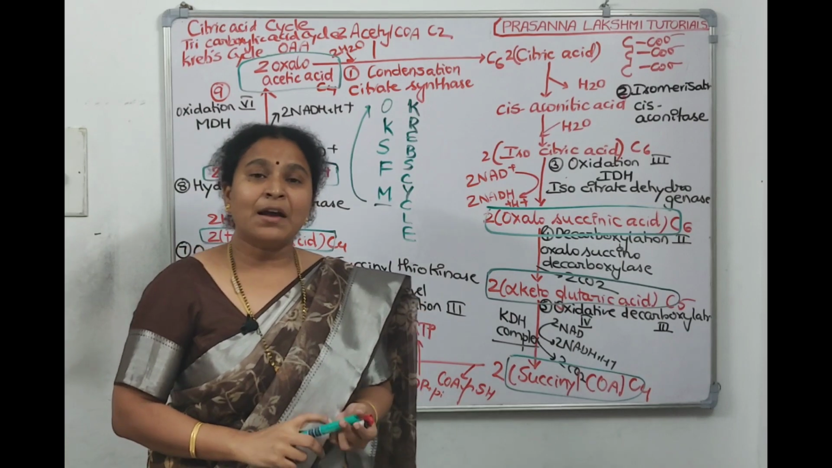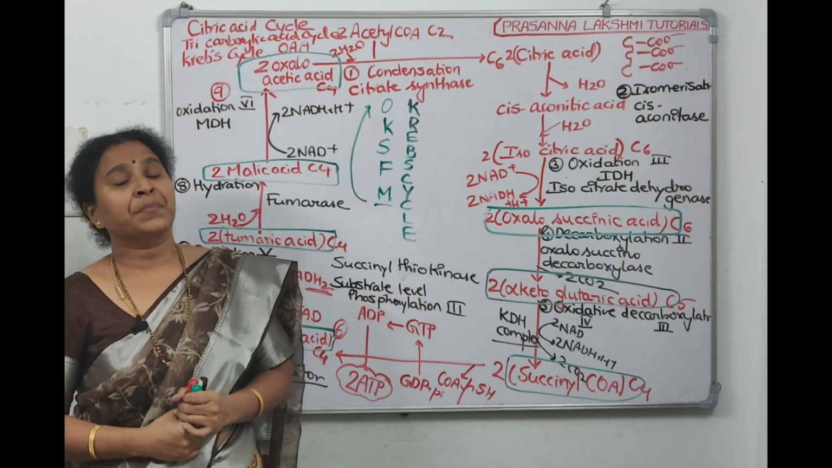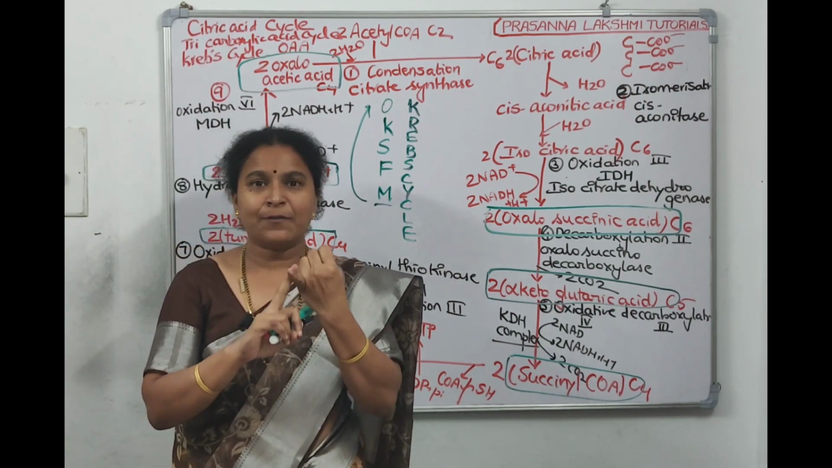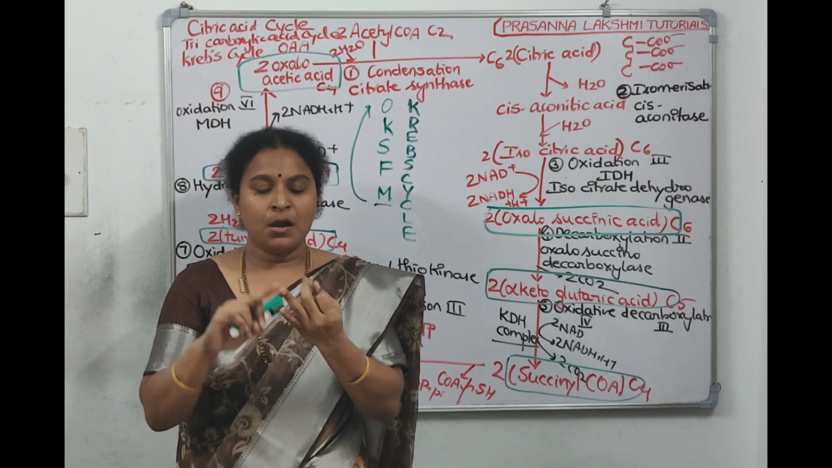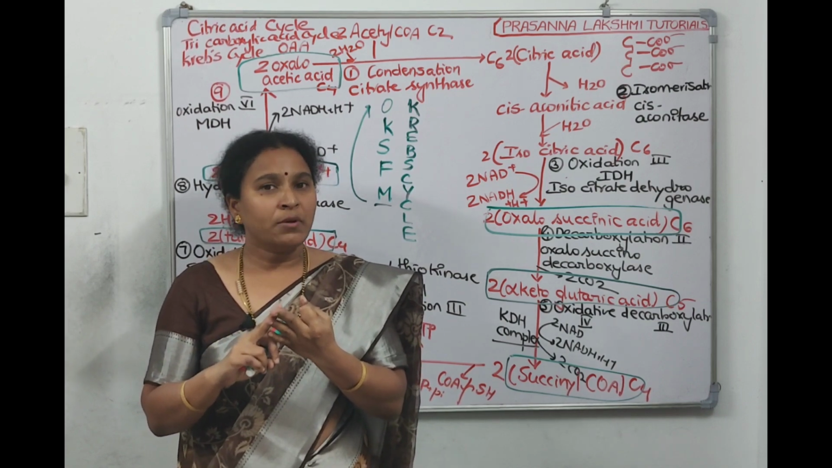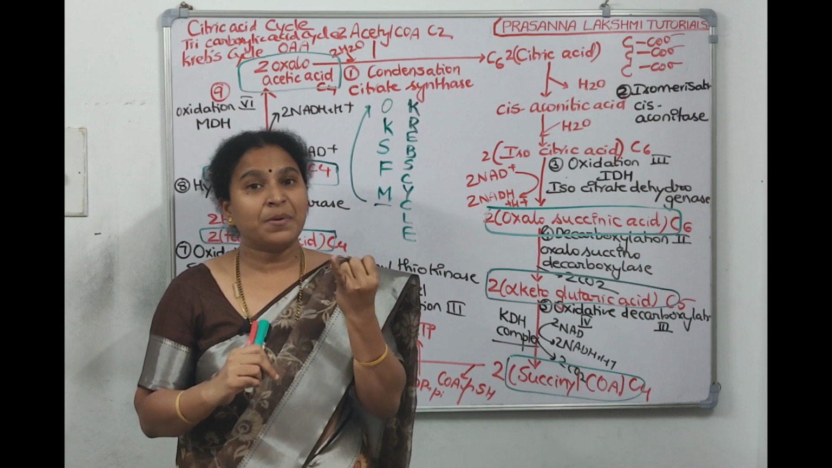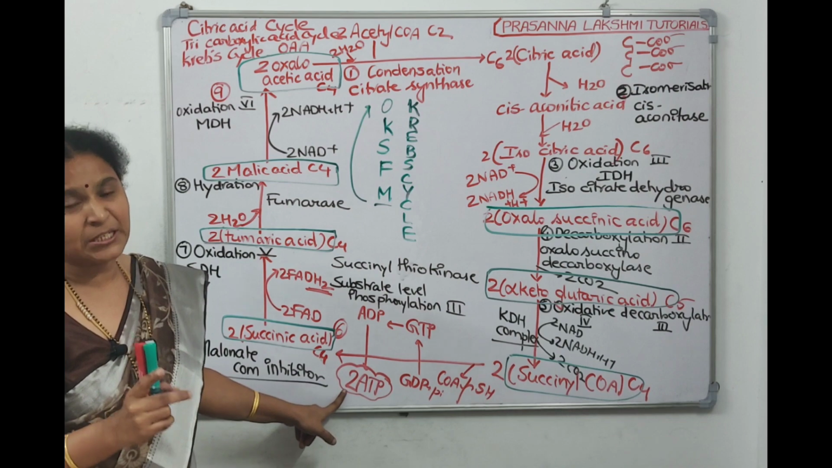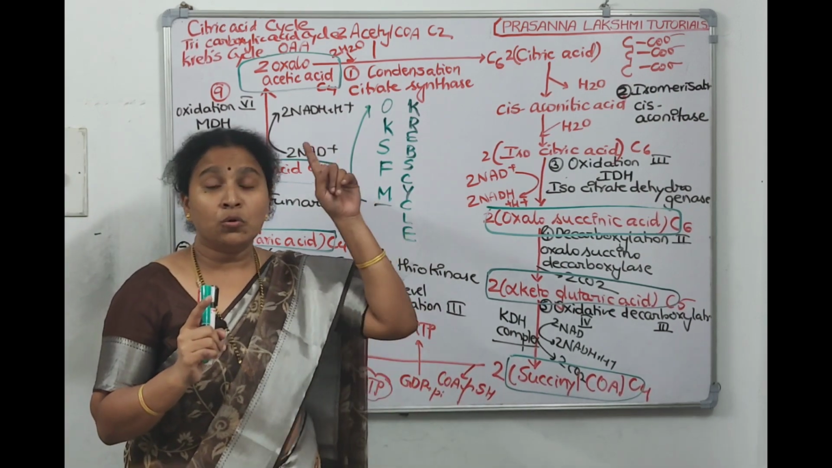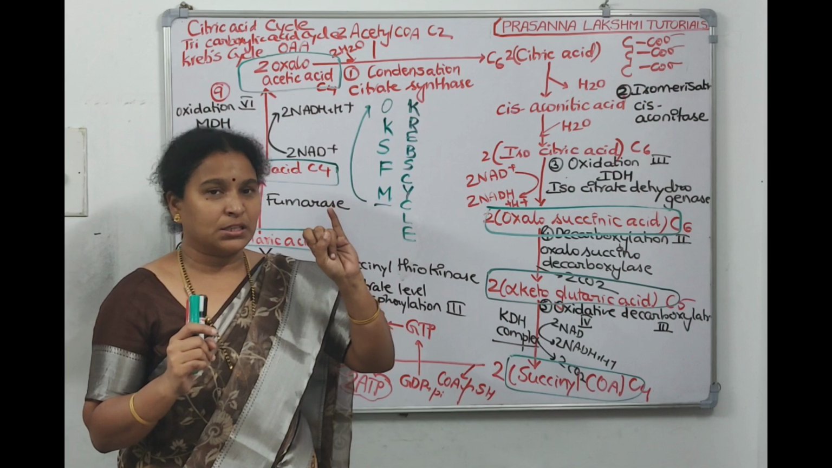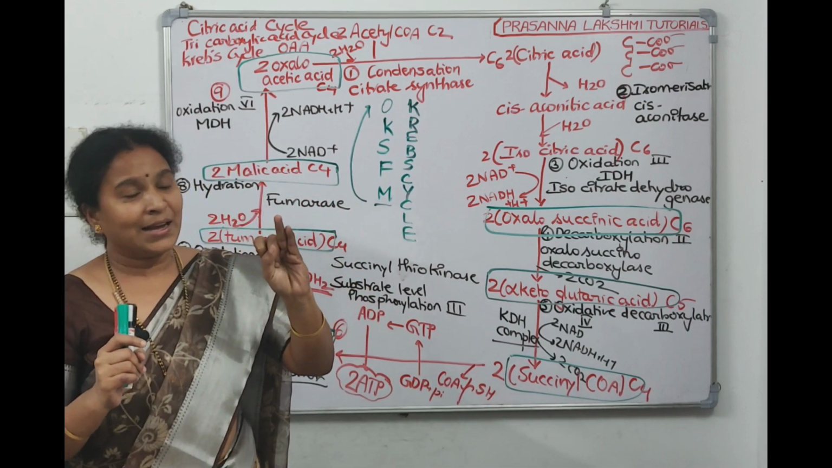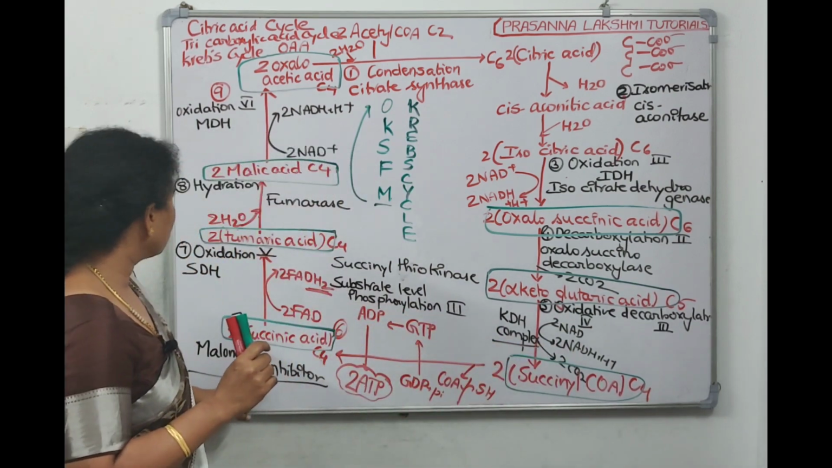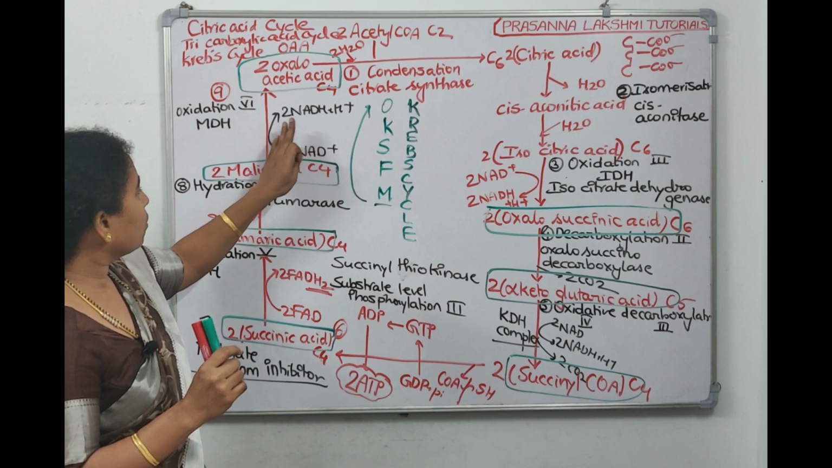Right? Understood. Now if we have to see the respiratory balance sheet, we need to see how many NADH plus H plus are formed, how many FADH2s are formed, how many ATPs are formed. So the net yield of ATP in glycolysis is 2 ATP, and 2 ATPs here, so 2 plus 2, 4 ATPs. How many NADH2s? 2 NADH2s in the 6th reaction of glycolysis, 2 NADH2s in link reaction, 2 NADH2s here, 2 NADH2s here.